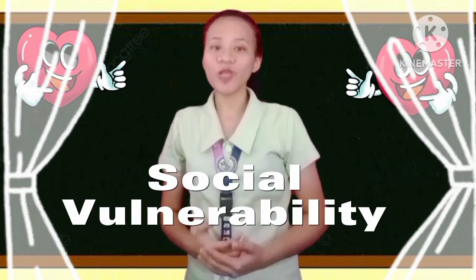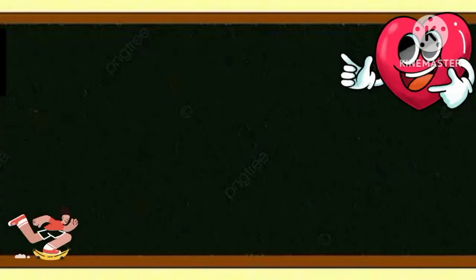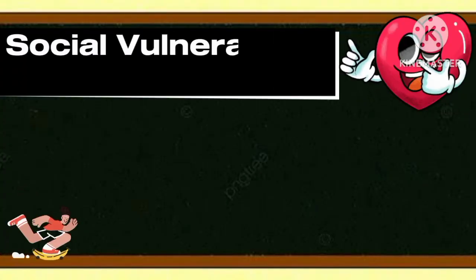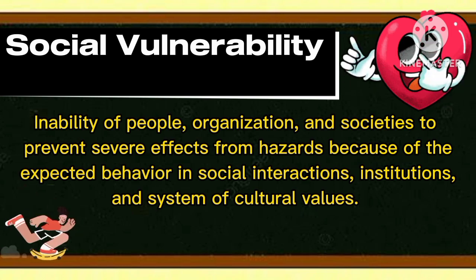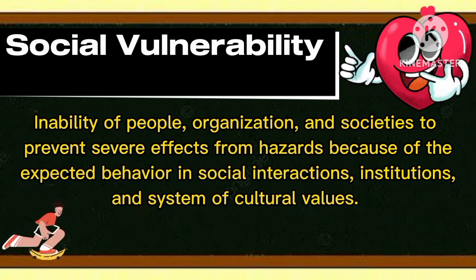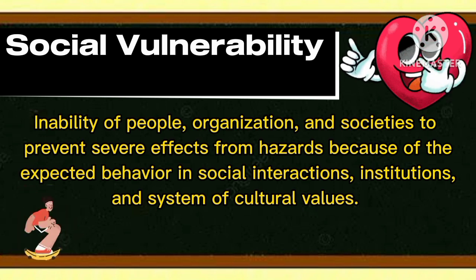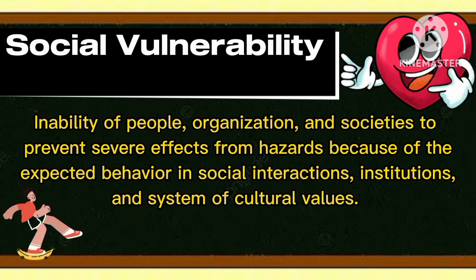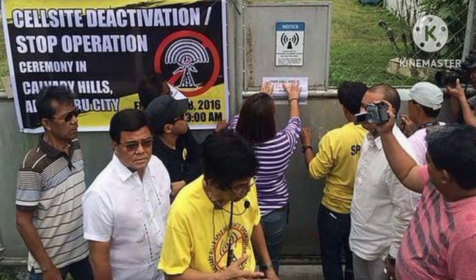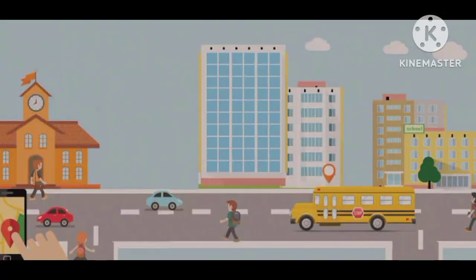Second, social vulnerability. Social vulnerability happens due to inability of people, organizations, and societies to prevent severe effects from hazards because of the expected behavior in social interaction, institutions, and system of cultural values. When social elements are exposed to hazard, this may lead to disruption of normal processes and activities in the community.